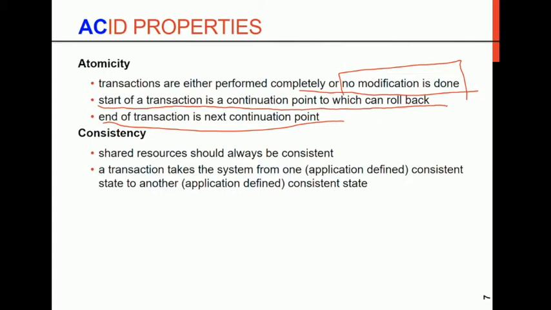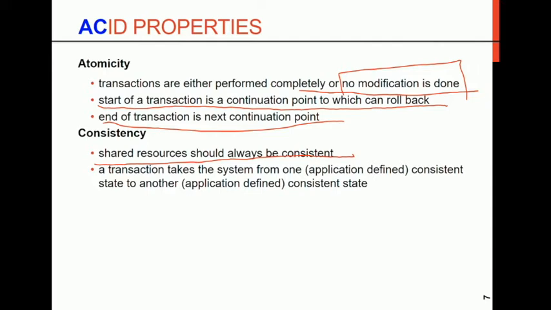So the second property of transactions is consistency, which means that shared resources should always be consistent, and this is application defined. It's up to you to decide what it means for a system to be consistent. As a simple example, a consistency property for a snacks machine could be that the total amount of money plus the total worth of the snacks within the machine should be £1,000. So if it's less, then something's gone wrong.